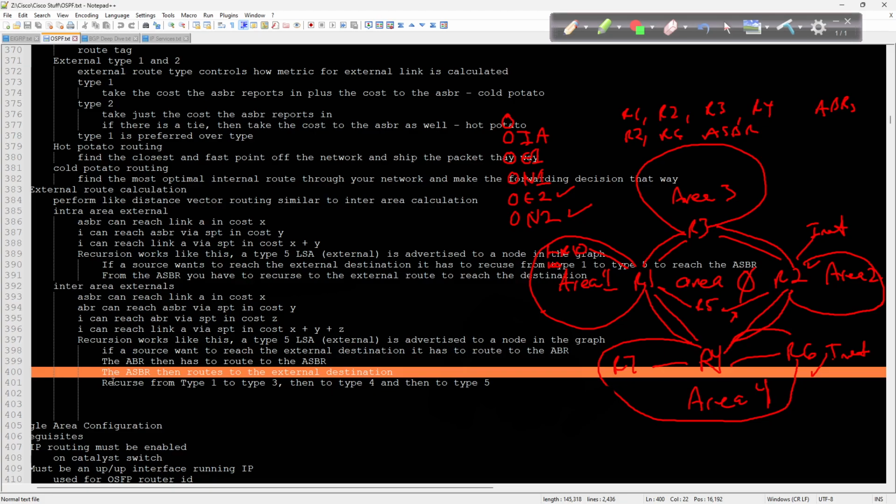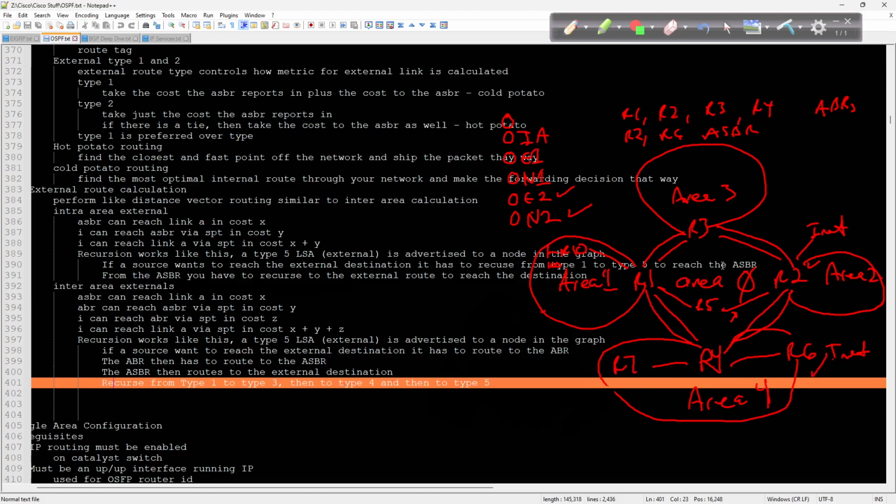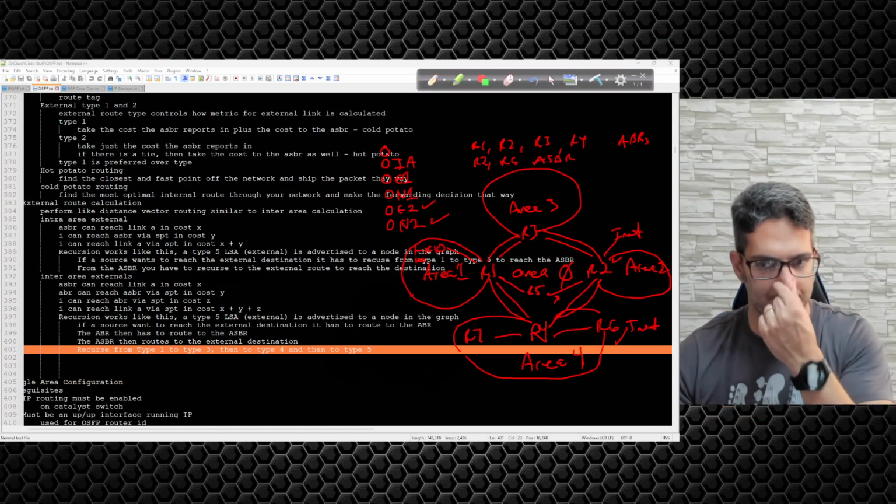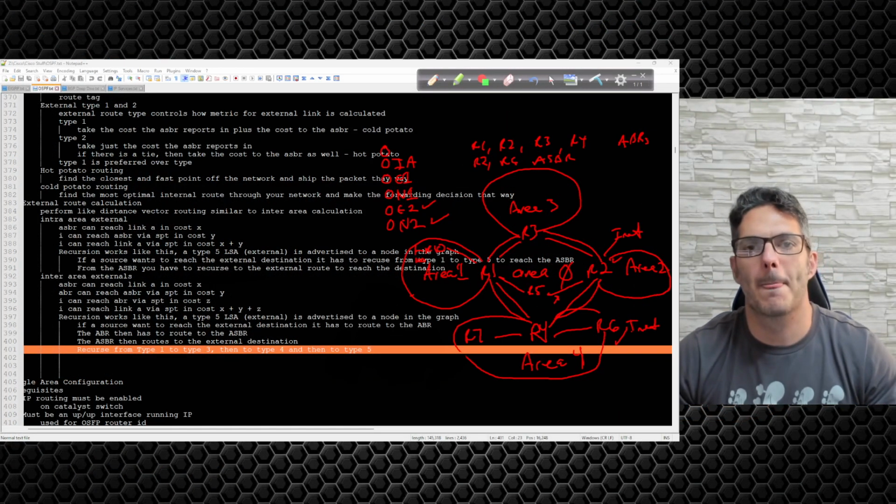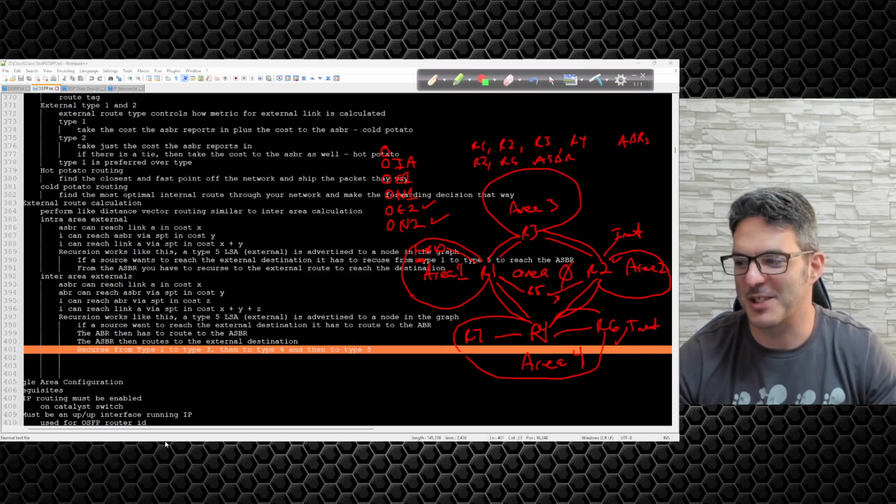So recurse from type 1 to type 3. So you go from your internal router to your ABR. So that's type 1 to type 3. Then from R3 to, say, R2. And then from R2 to the internet, to type 5. That's how that comes into play. So that is how OSPF works at a high level when it comes to areas.